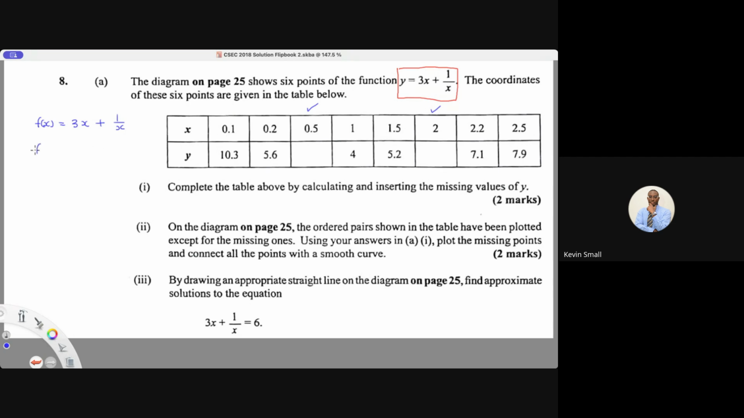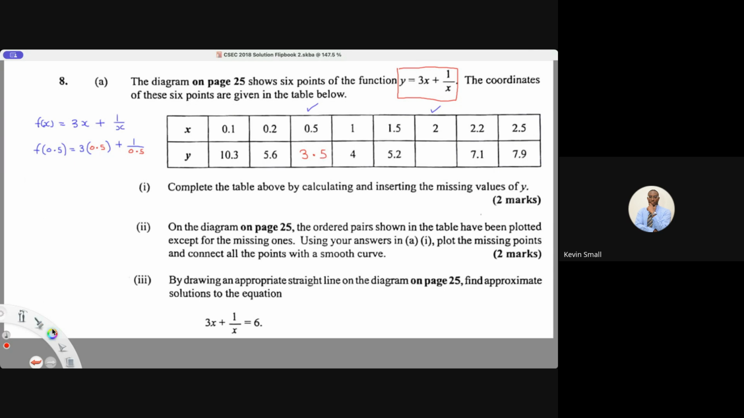So the first value is f of 0.5. That will be 3 bracket 0.5 plus 1 over 0.5. Okay, so you just use your calculators and solve that. I think Jayla has the answer in the chat already. So the answer is 3.5 here for the first one.